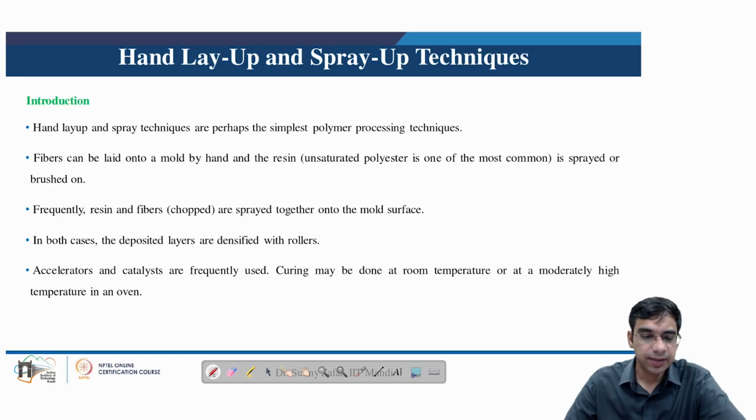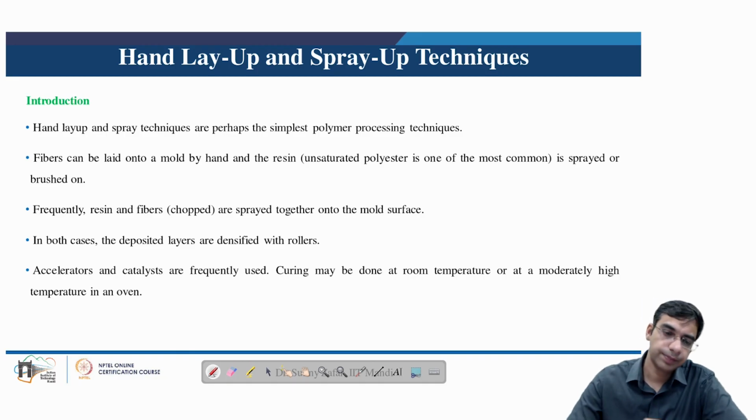So if we see the hand layup and spray layup techniques, they are perhaps the simplest of the polymer processing techniques. Fiber can be laid onto the mold by hand, and then resin, which can be, say, unsaturated polyester or other types of resins like epoxy, can be sprayed or brushed onto it. Frequently, the resin and fibers may be sprayed together onto the mold surface, and in both cases, the deposited layers can be densified using rollers. So, the consolidation pressure here is applied by rollers, and accelerators or catalysts can be used, and curing can be done at room temperature or moderately high temperature in an oven.